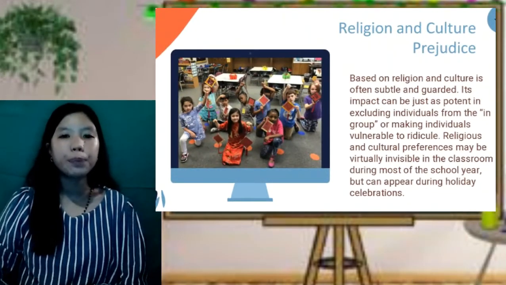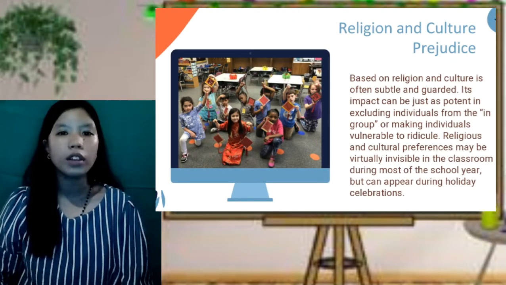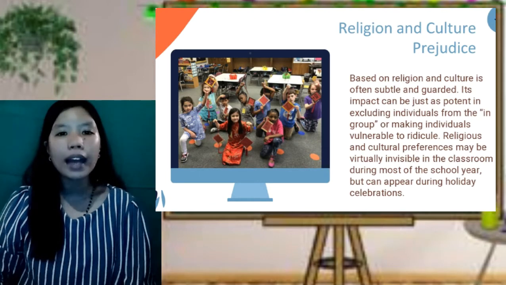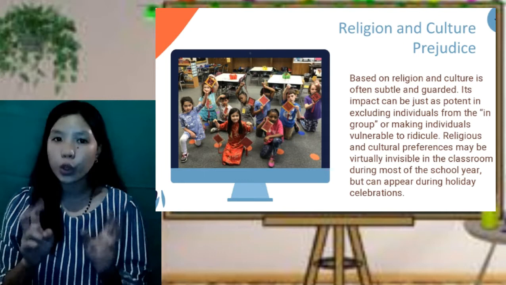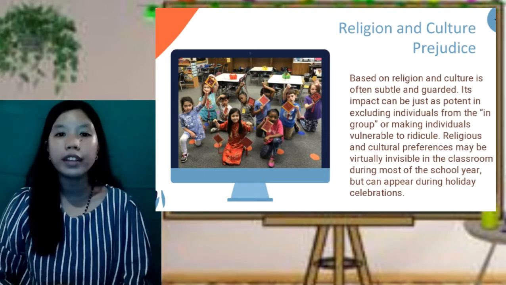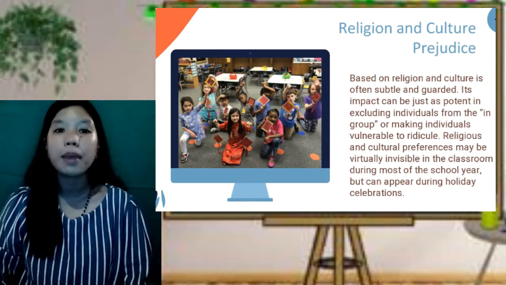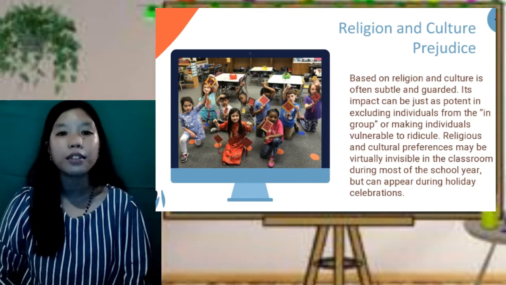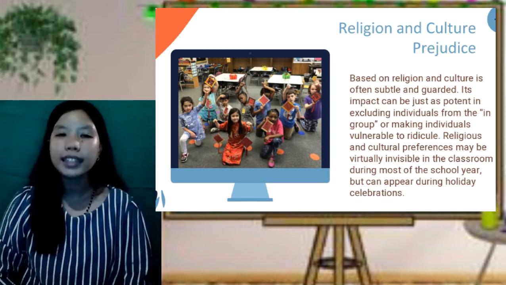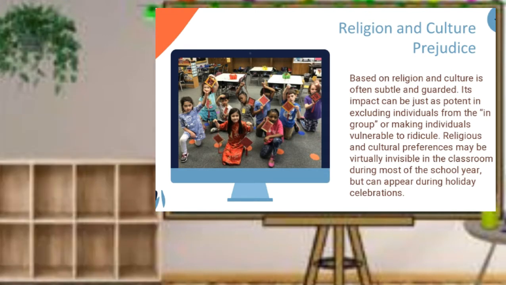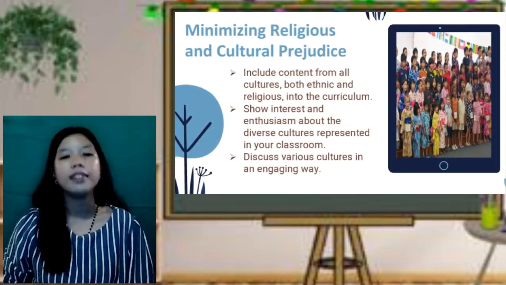Religion and culture. Prejudice based on religion and culture is often subtle and guarded. Its impact can be just as potent in excluding individuals from the in-group or making individuals vulnerable to ridicule. Religious and cultural preferences may be virtually invisible in the classroom during most of the school year, but can appear during holiday celebrations. So, how can we minimize religious and cultural prejudice?